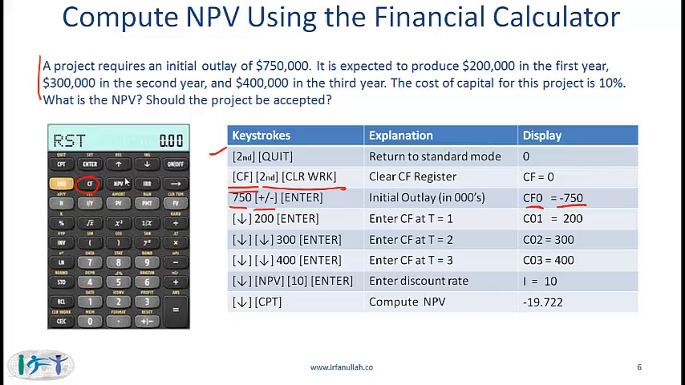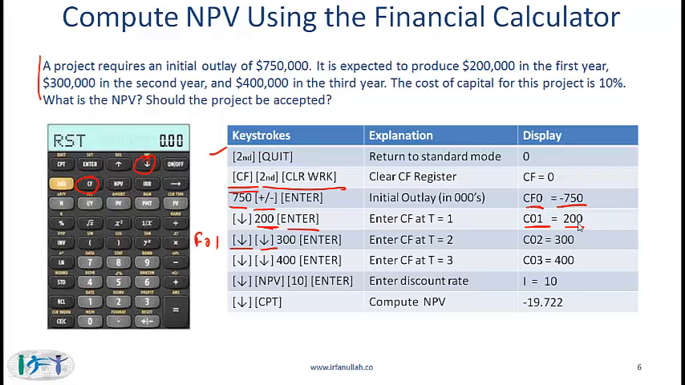Then you hit the down arrow and enter and put in 200, then enter. What you have now done is told the calculator that the cash flow at time period 1 is 200. Then you will hit the down arrow once. You will now see an F01. This stands for frequency, and the default is 1, which you accept by simply hitting down arrow again. What that means is that this amount of 200 happens only once.